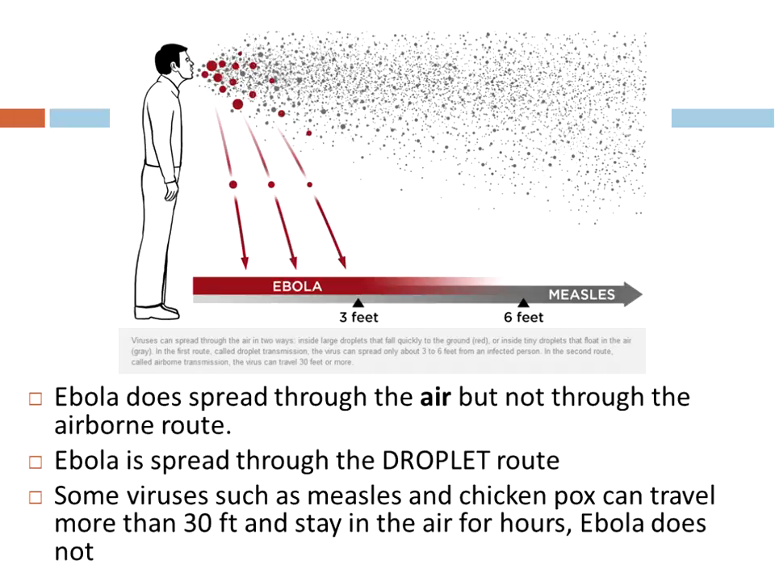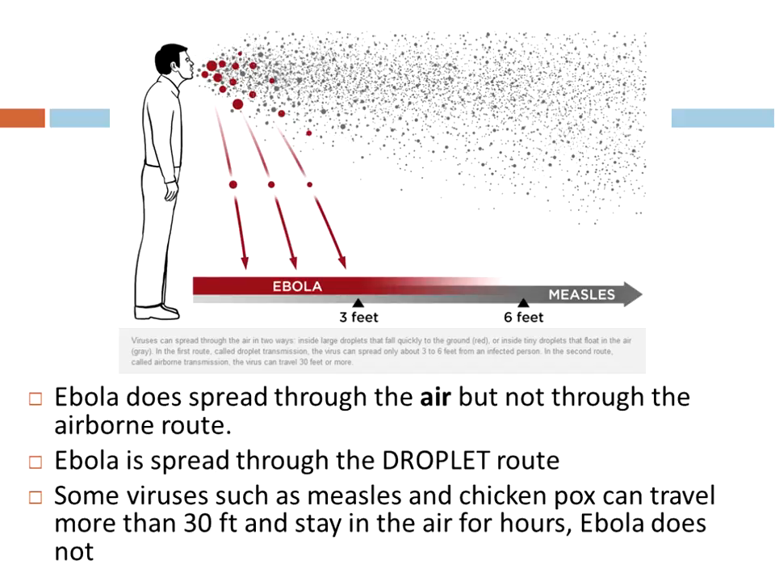So I thought this was a really interesting slide about Ebola. Ebola does spread through the air, but it is not transferred via the airborne route because the droplets are so heavy they fall down to the ground. And so they don't stay in other people's breathing zone long enough for you to contract the disease, or for you to get a large enough dose to contract the disease.